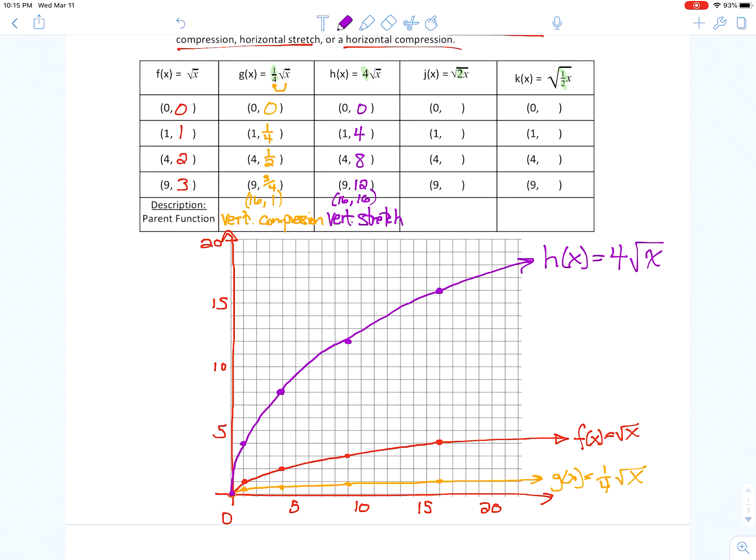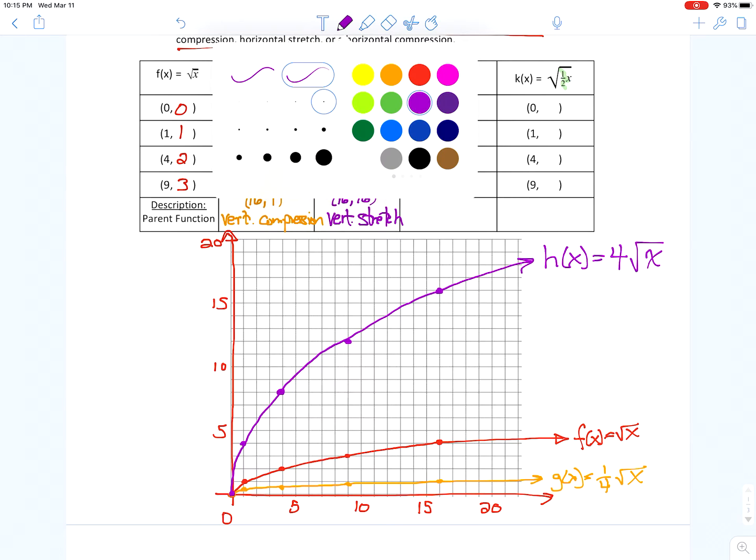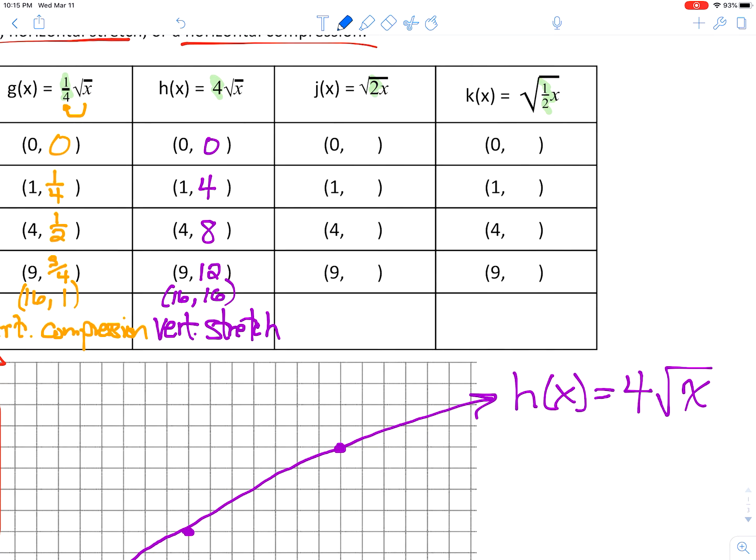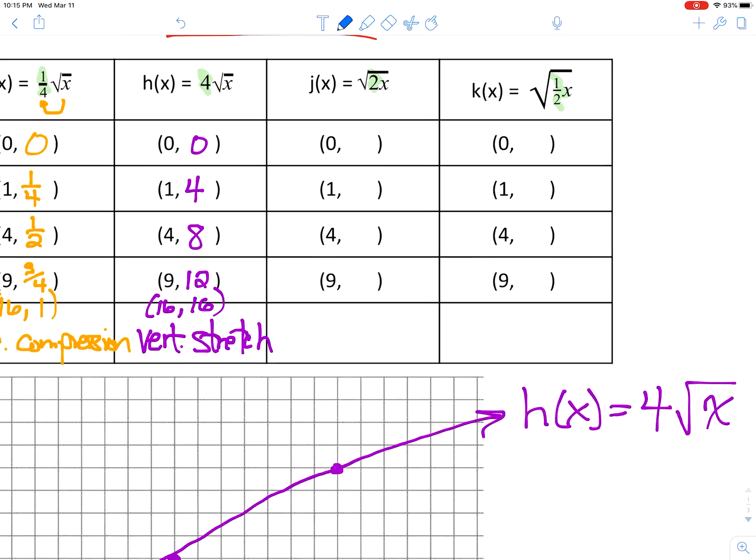All right, 3 down, 2 to go. j of x equals the square root of 2x. Now this one, I'm going to share with you a little trick. Any number will work in here, any number, as long as it's not a negative number. But these numbers that we usually put in, 1, 4, and 9, when I put them in there, we're going to be taking then the square root of 2, the square root of 8, and the square root of 18. Those are not nice square rootable numbers.